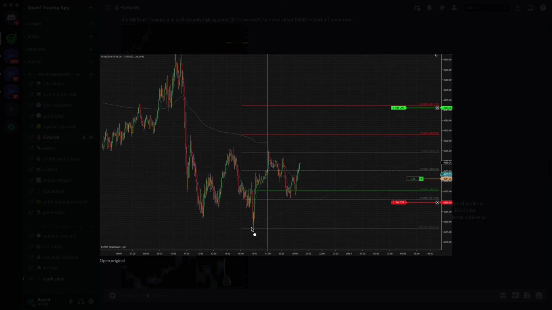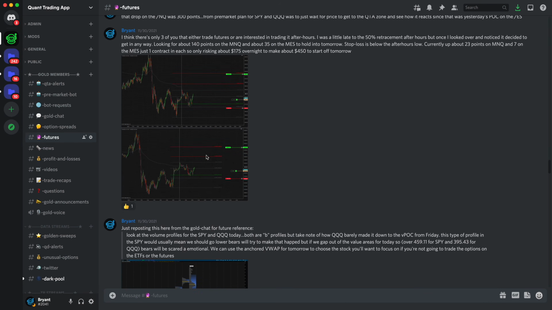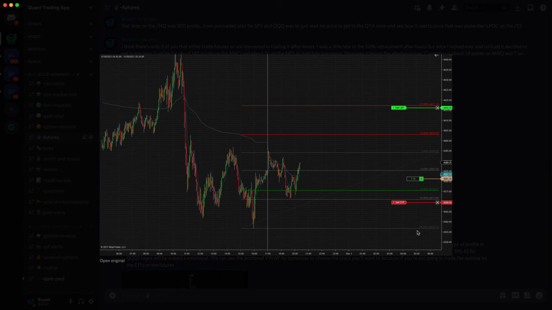In this particular case, this was the 50% retracement. From here to here, this is the 50% retracement, and this is the 61% retracement. So I was scaling into some futures contracts with the stop below the 61% retracement, and I was targeting these levels as my profit target. So that was the NASDAQ, and here goes the ES.